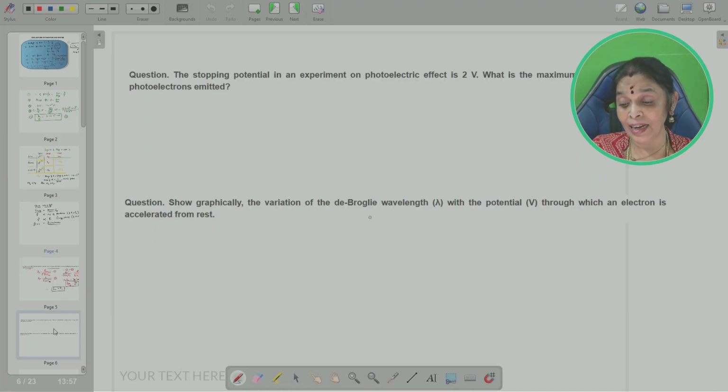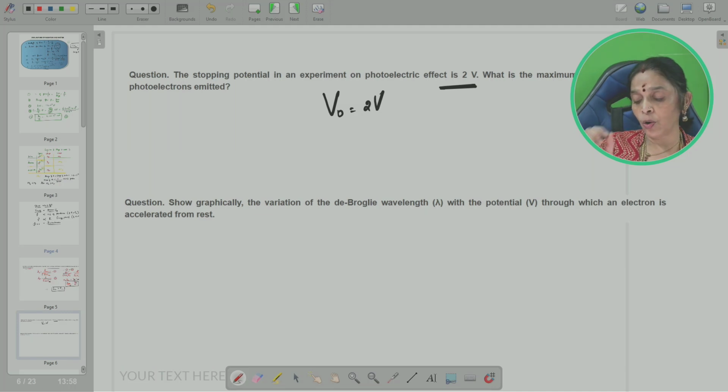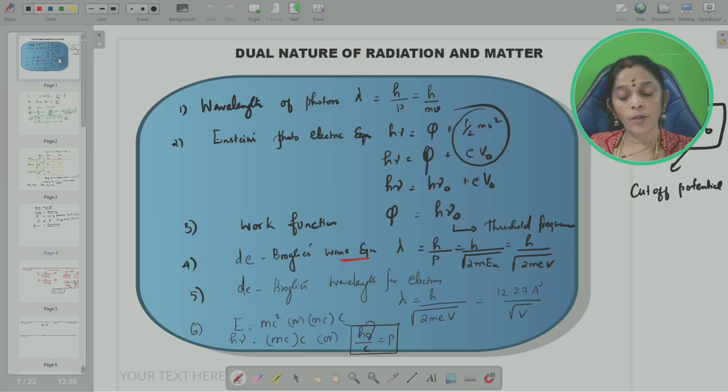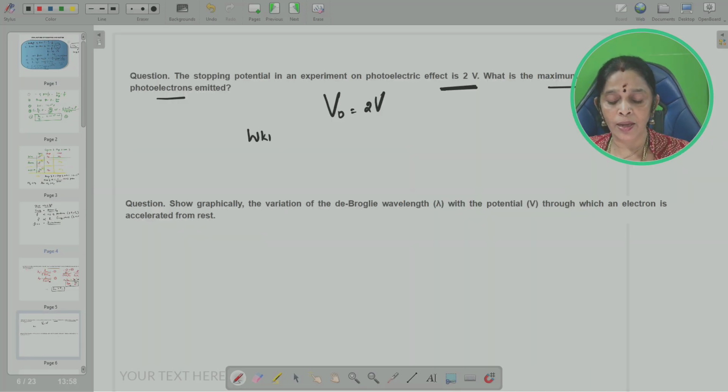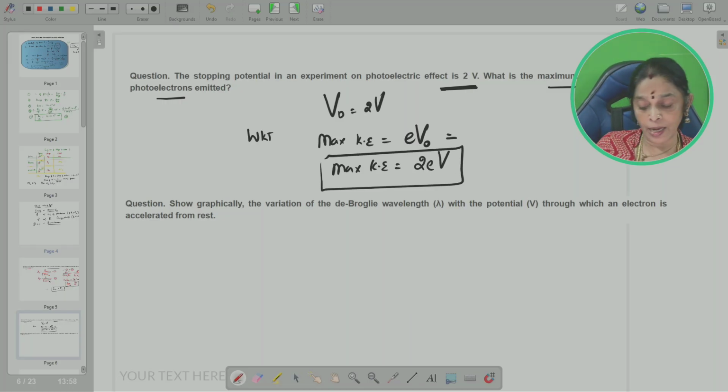What is the next question? Read. The stopping potential in an experiment of photoelectric effect is 2 volt. So V0 is equal to 2 volt. What is the maximum kinetic energy of the photoelectron? What is asked? Maximum kinetic energy. On the very first page I told you maximum kinetic energy is equal to eV0. So V0 is 2 volt. Therefore I can simply write maximum kinetic energy is equal to 2 eV. That's all. It will be asked as a 1 mark MCQ.